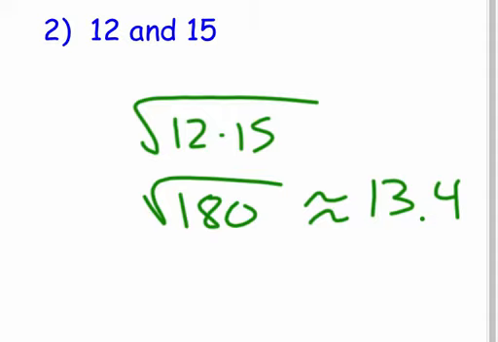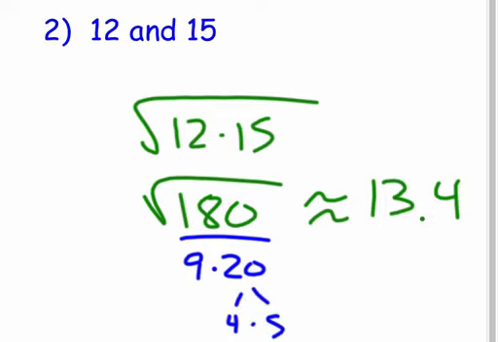Well, we got to look for perfect square factors of 180. So what's a perfect square that goes into 180? First one I can think of is, I know 9 does. Well, 9 times 20 goes in there. But then if I think about that, 20 also has a perfect square factor, doesn't it? 4 times 5. So there's got to be something bigger than 9 that goes into 180.